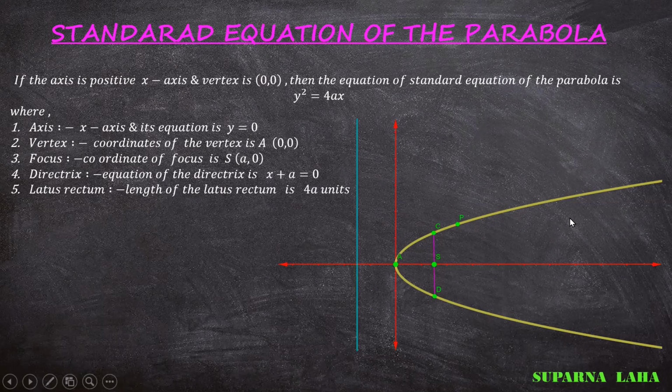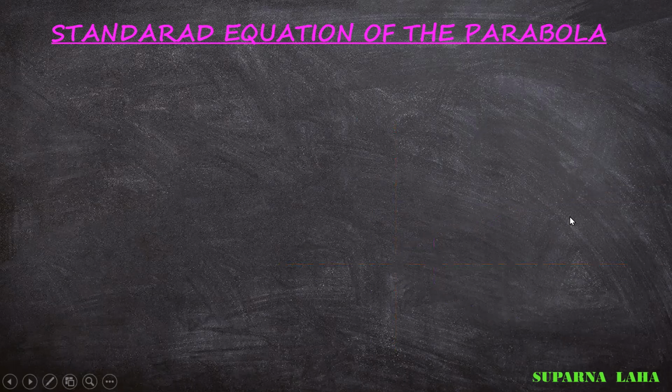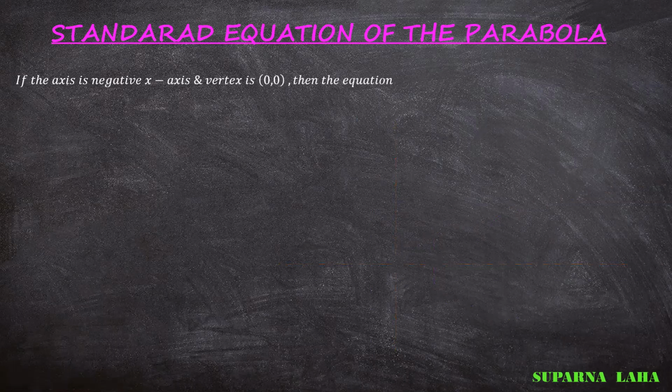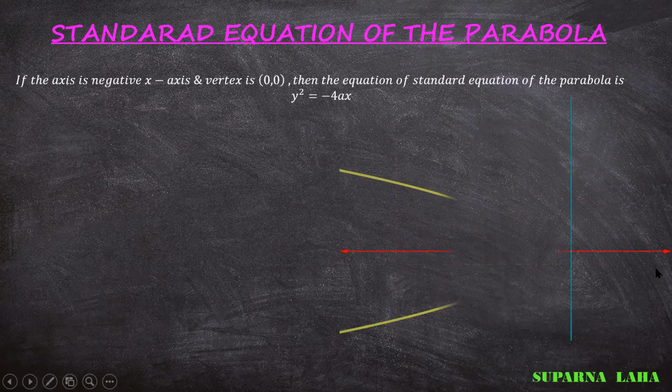Now if the axis is the negative x-axis and its vertex is the origin, that is (0, 0), then the standard equation of the parabola is y² = −4ax, and the figure will look like that. So this is the vertex, S is the focus, and this line is called the directrix, and CD is the length of the latus rectum, CD.